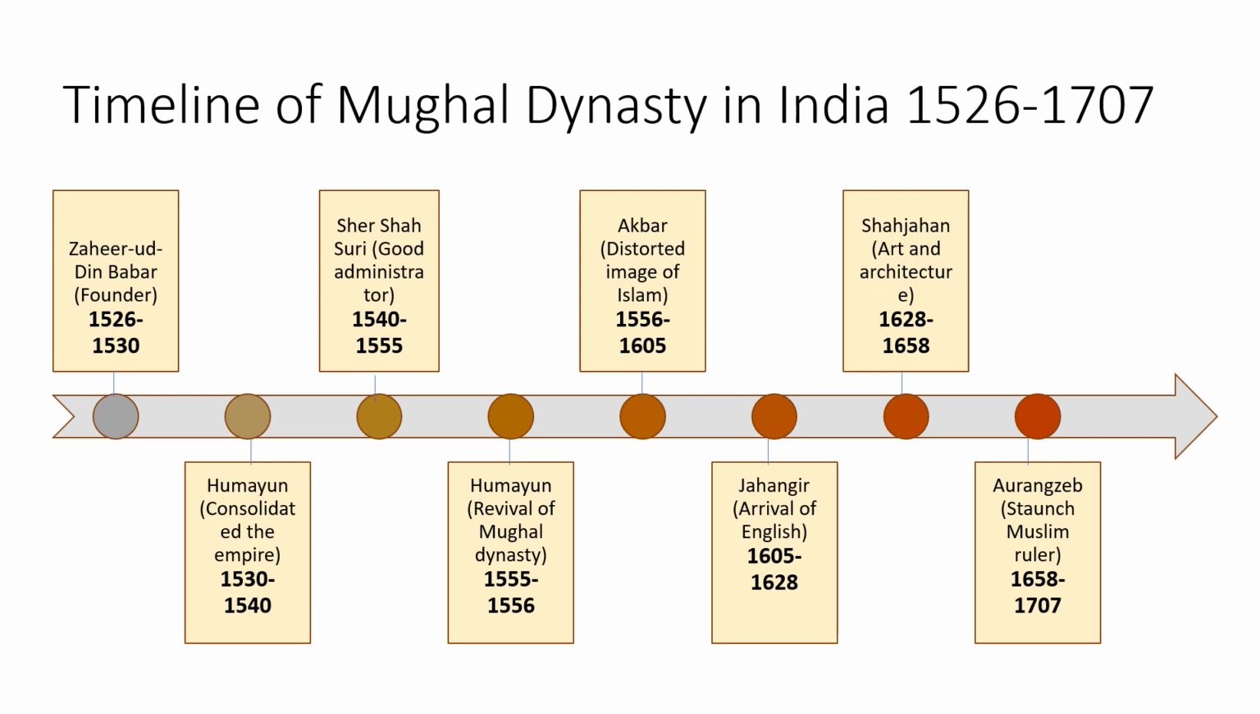Then in 1555 there took place the revival of the Mughal dynasty. Humayun came back. He defeated the last ruler of Sher Shah Suri's dynasty, Mubariz Khan, and he took the throne back. He established the Mughal dynasty once again in the subcontinent. But in 1556 he died. He fell from the library Deen Panah and he died. Then in 1556 Akbar, the son of Humayun, took the throne.